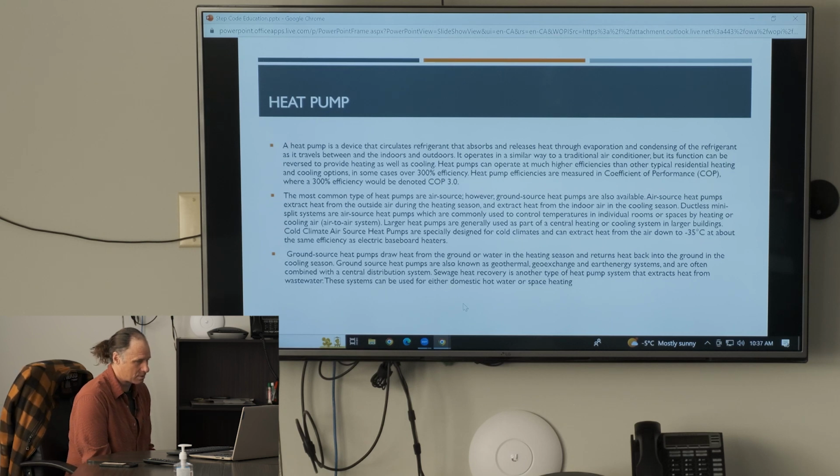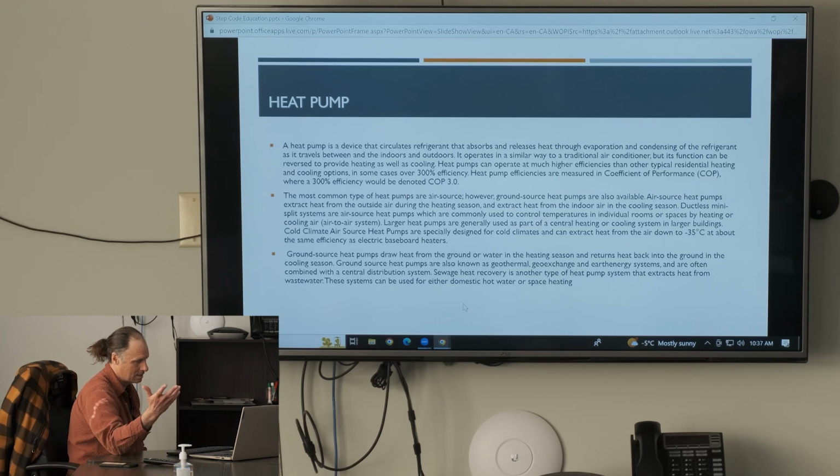Ground source heat pumps are also known as geothermal, geo-exchange, or earth energy systems, and are often combined with a central distribution system, like a forced air furnace. Sewage heat recovery is another type of heat pump system that extracts heat from wastewater. These systems can be used for either domestic hot water or for space heating.